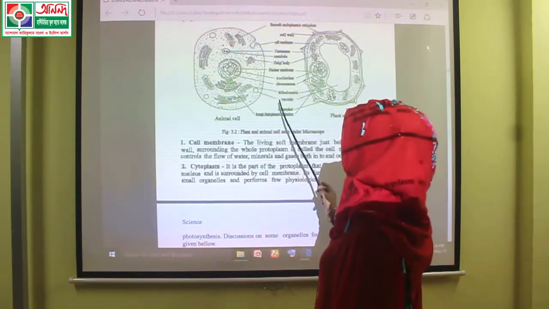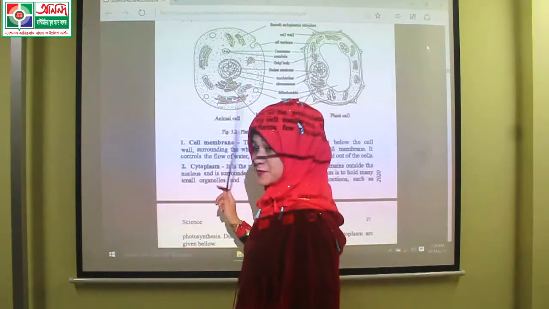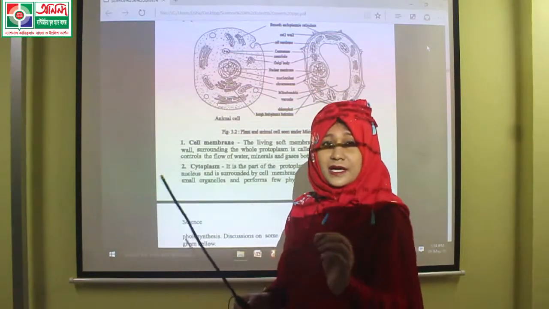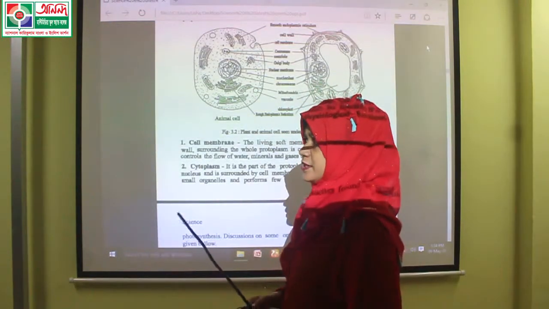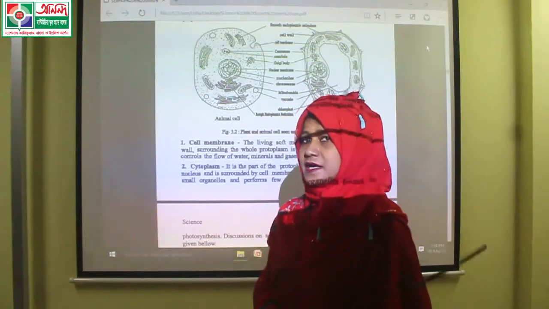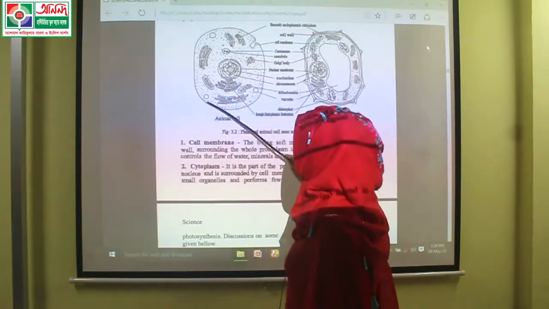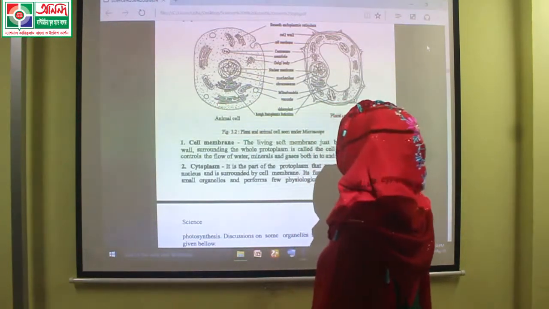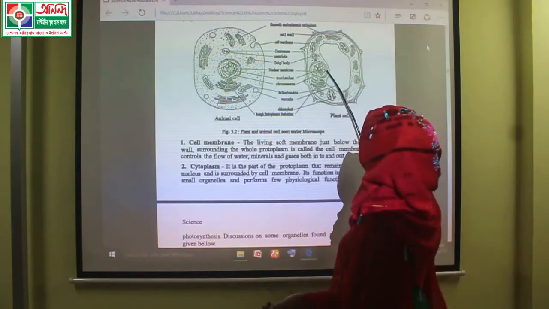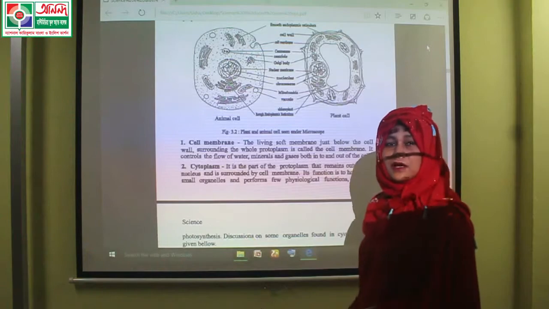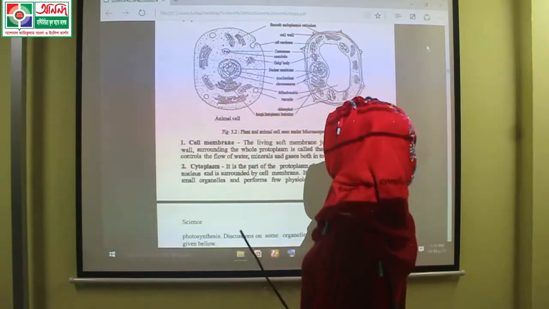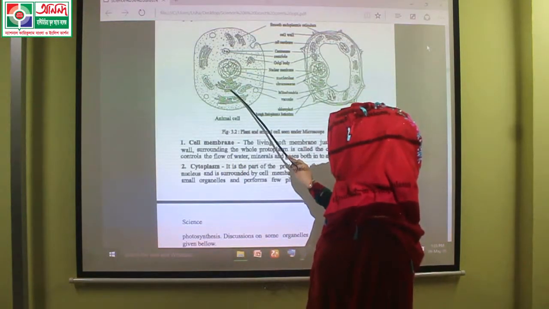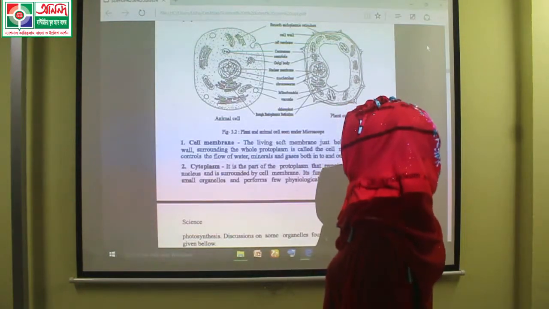This one is the vacuole. In case of animal cell, there are many vacuoles and the size is smaller. In immature cells you will not find any type of vacuole, but in mature animal cells you can find small vacuoles scattered here and there. But in plant cell there is a large vacuole at the center of the plant cell. And this one is the endoplasmic reticulum. This is rough endoplasmic reticulum and this is smooth endoplasmic reticulum.